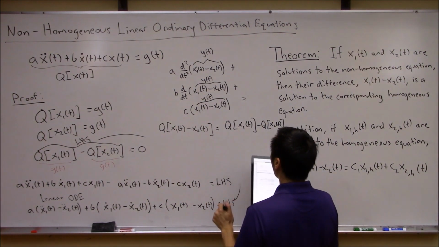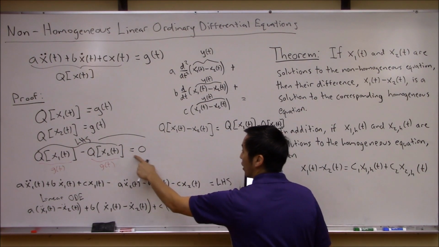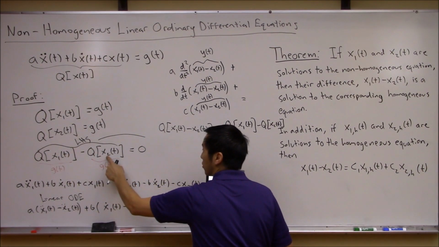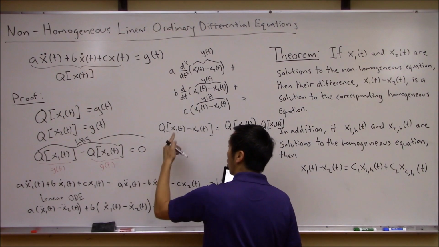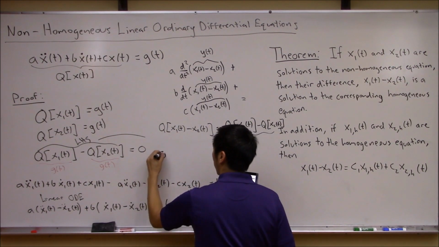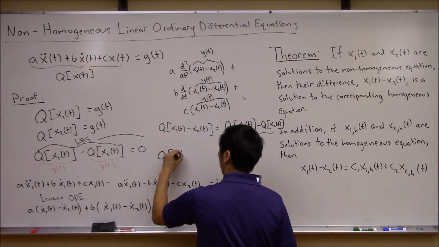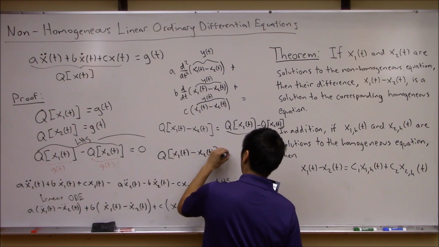Right? Okay, great. And now we're going to use this fact. What is q of x1 of t minus q of x2 of t? It's equal to 0, right? So this over here is a big fat 0. So we have q of x1 of t minus x2 of t is equal to 0.